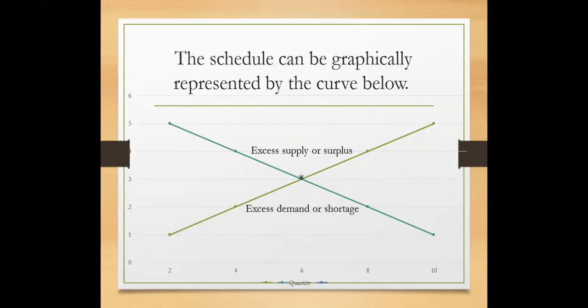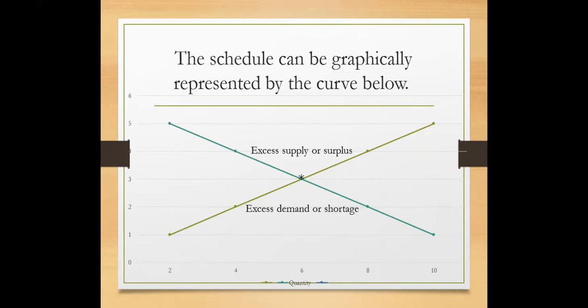So when the price is high, or when the price shifts or moves higher than the equilibrium price, producers will want to supply more and consumers will want to demand less. And that will leave us with excess supply or surplus.